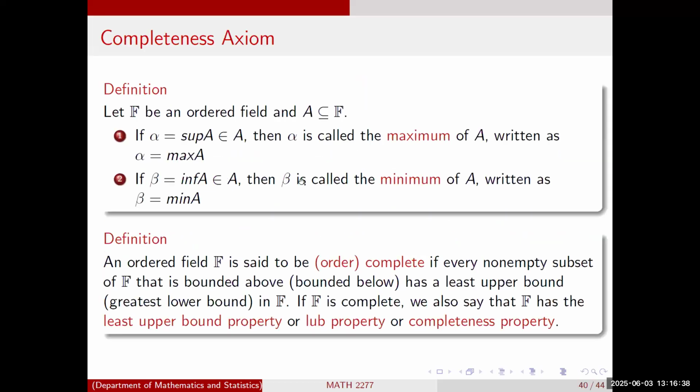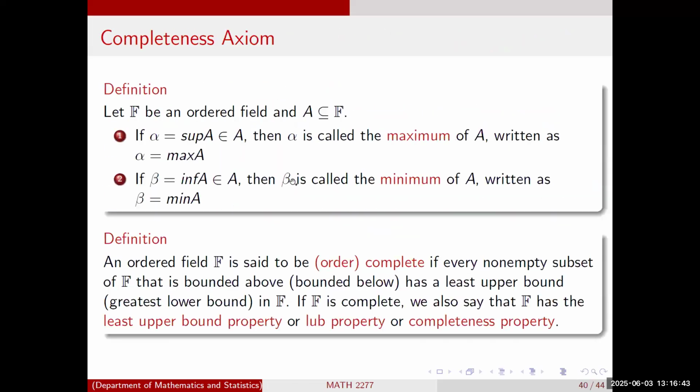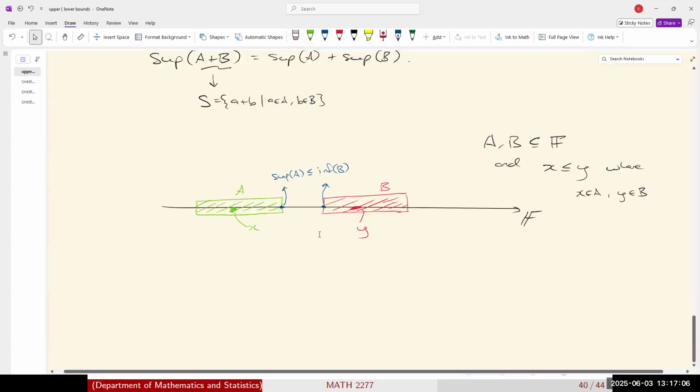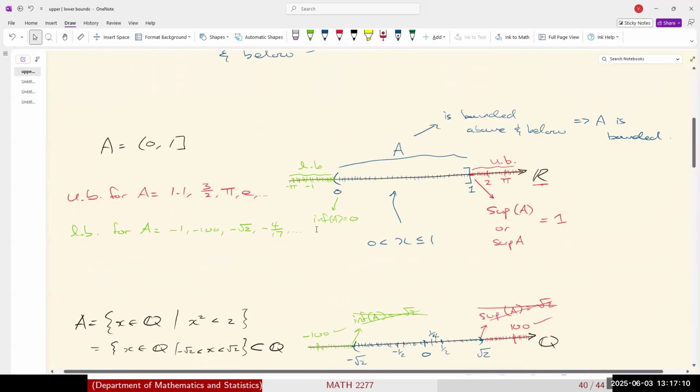Yeah, so now we're getting into the last few slides: the idea of the completeness axiom. Before we do that, let me go back up to these examples.